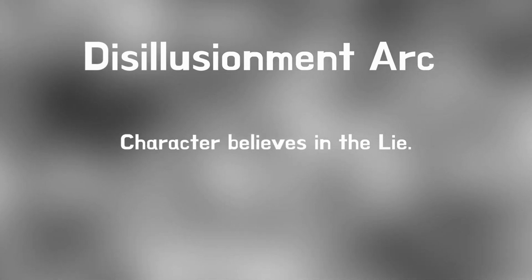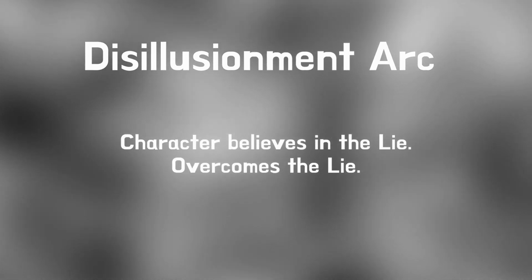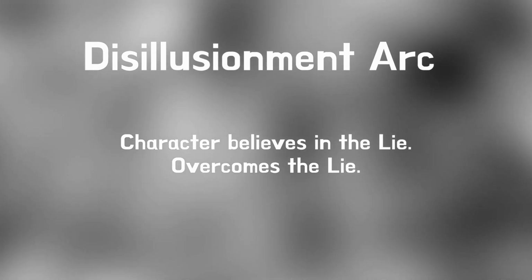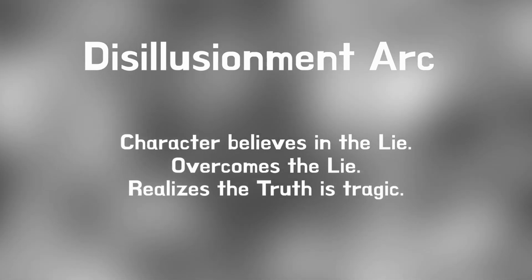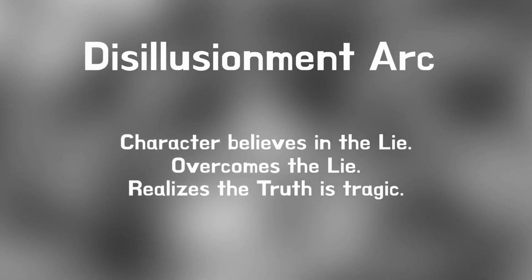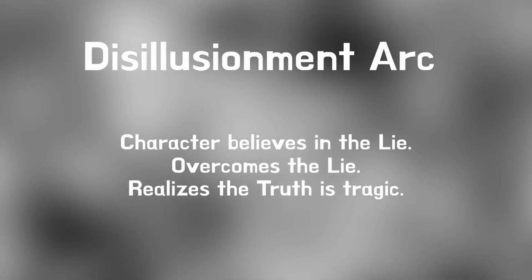However, one of my particular favorites to write amongst the negative arcs is the disillusionment arc. Here, the character believes in their lie, overcomes this lie, only to find that the truth is tragic. And sometimes the truth can be worse than whatever the lie is that they believed. This is, of course, drastically different from the corruption arc and changes the overall feel of the arc as a whole. Not just the ending, but also all the steps in between.